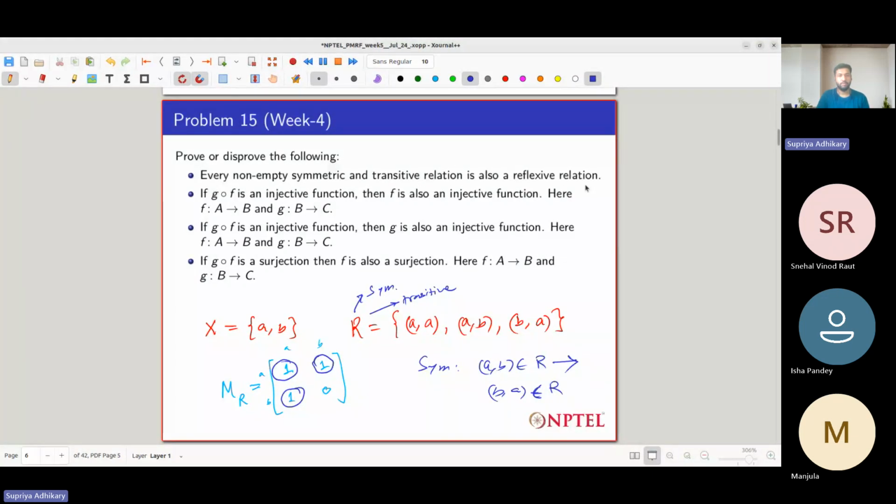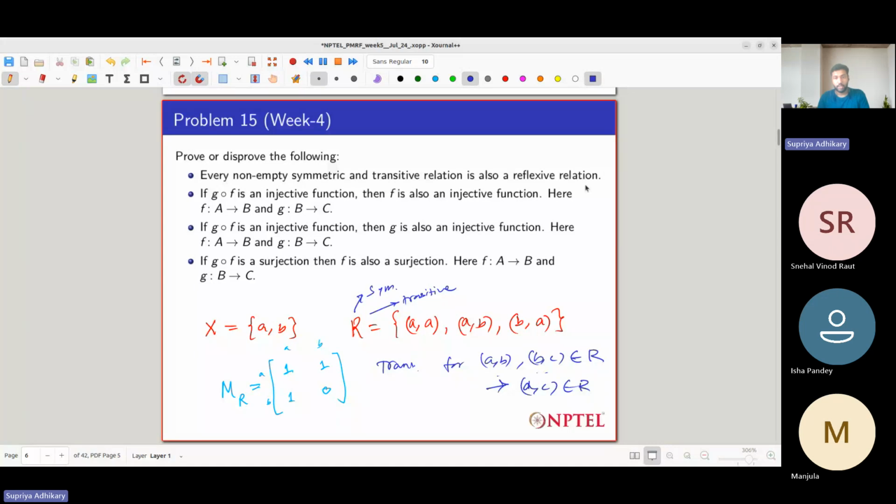Now, for transitivity, what we have to see is that for any pair AB and BC that is in this relation R, AC must also belong to R. That is, the transitive relation was that for AB and BC in the relation R, so both of these pairs are in the relation, that will imply that AC must also belong to the relation R. So this was the condition for a transitive relation.